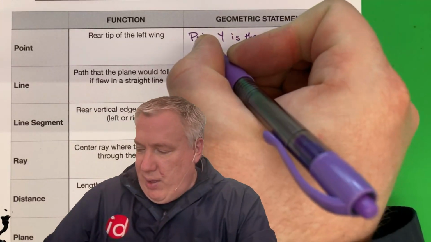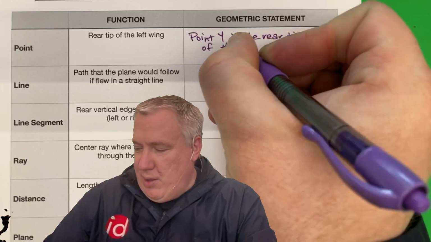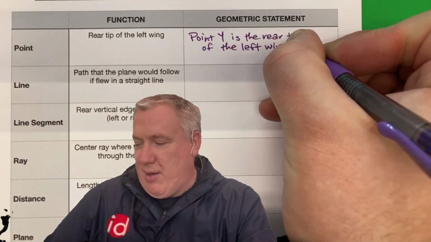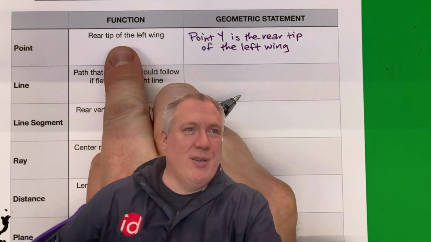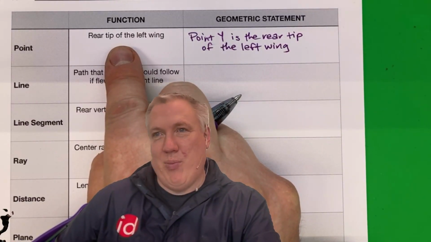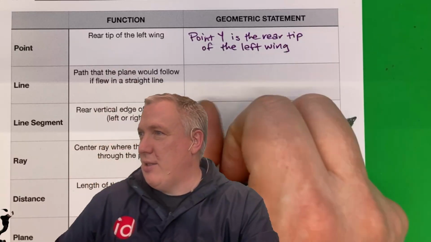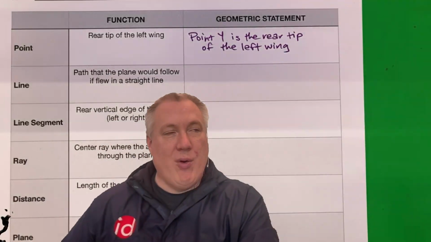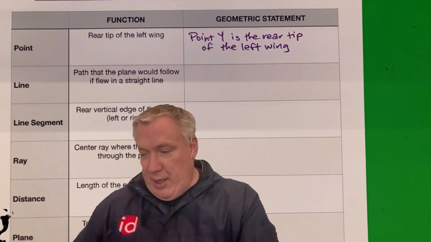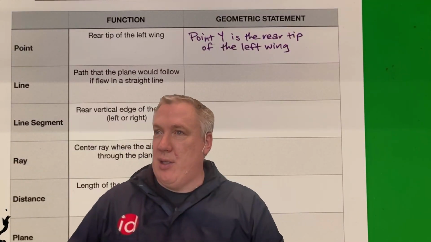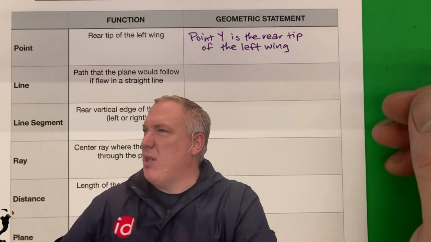of the left wing. Now, I want you to notice that I'm just using the words that are over here to describe it. Do you guys see that? You're not having to write something completely new. Just write it in a sentence format. Make a geometric statement. Okay? How would it be written? Like if you were to read it in text or you were to communicate it to someone else, how would you write it in geometry? That's what the geometric statement is.